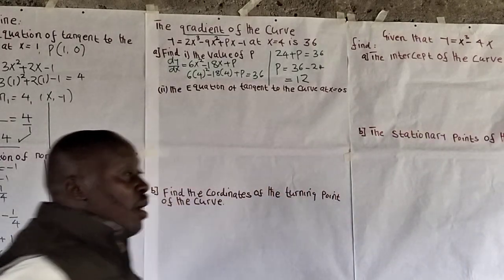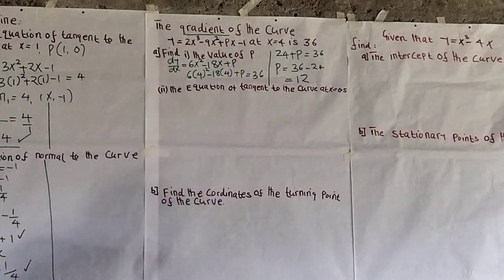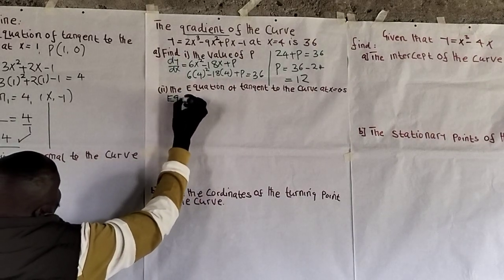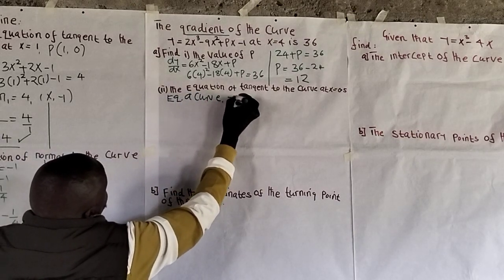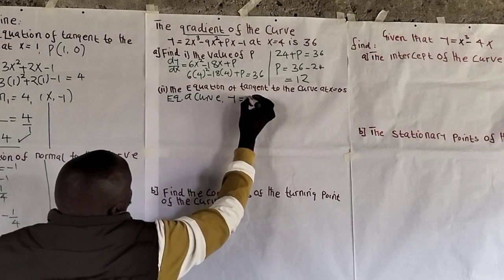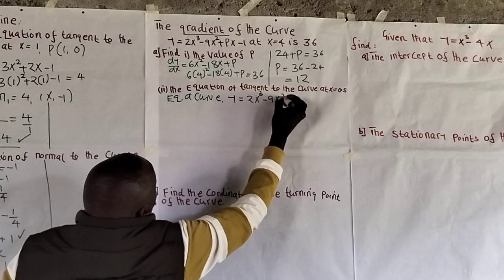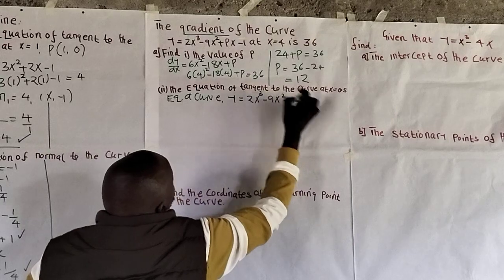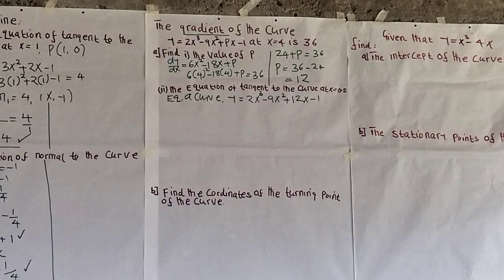So that is it. Now part B: we are supposed to get the equation of the tangent to the curve. But let us write this equation first. Since we now have the value of p, we can write the equation of the curve: y equals 2x cubed minus 9x squared plus the value of p, which is now 12, so we have 12x, then minus 1. That now becomes the equation of the curve.